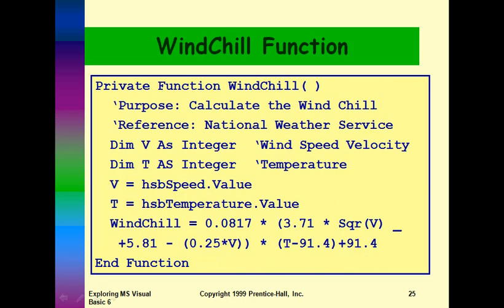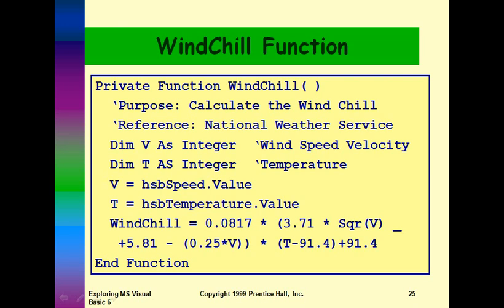Here is an example: Private Function WindChill. Purpose: calculate the wind chill. Reference: National Weather Service. Those two lines of code are known as comments, as we know. Those two lines are declaration statements: Dim V as Integer, T as Integer also, and here is a comment expressing V, wind speed, velocity. T is the temperature.